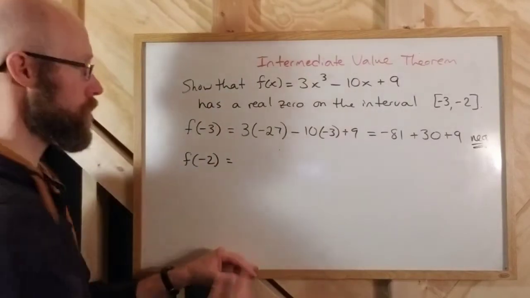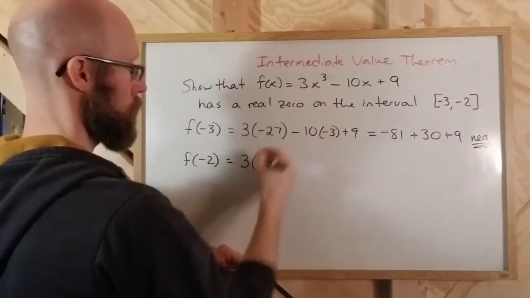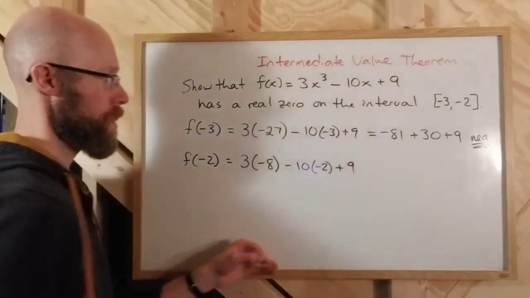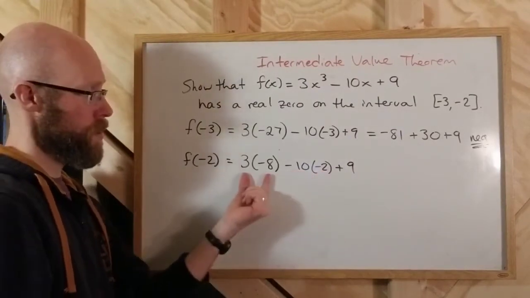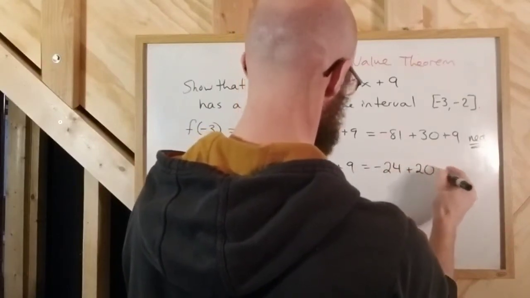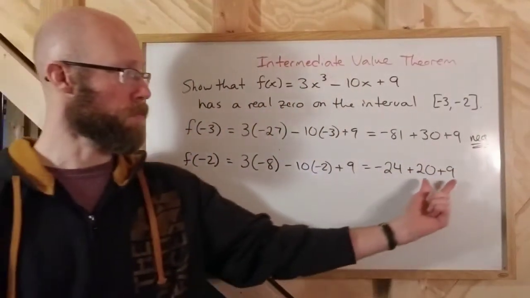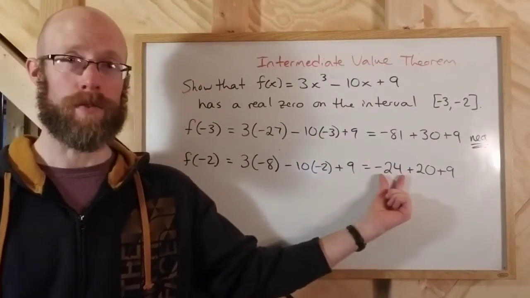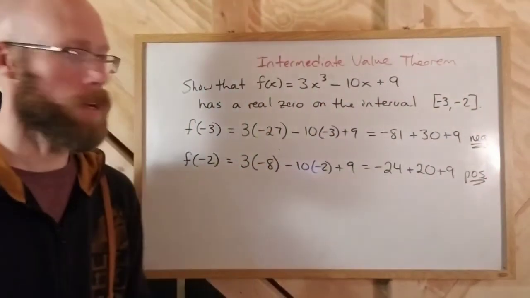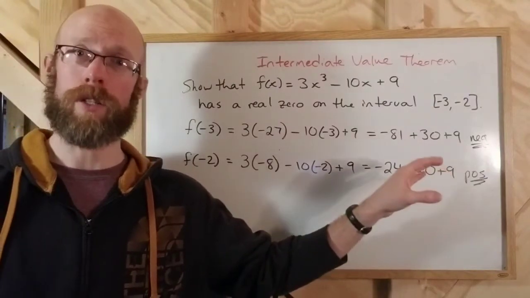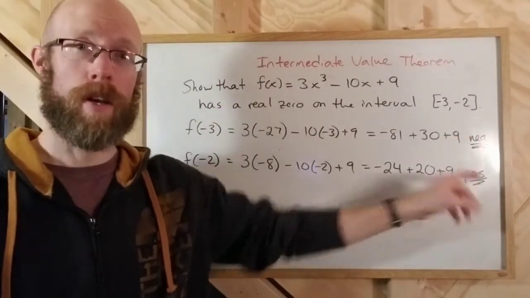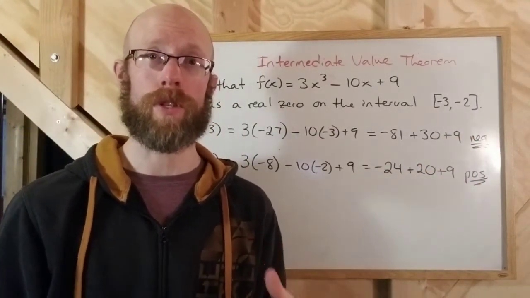When I plug in -2, I get 3 times -8, minus 10 times -2, plus 9. Here the double negative makes a positive. This is -24, so it's -24 plus 20 plus 9. And you can see here the positives, 29, outweigh the negatives of 24. And so this answer is going to be positive. Again, I don't need to actually evaluate them, I just need to know what the sign is, negative and positive.